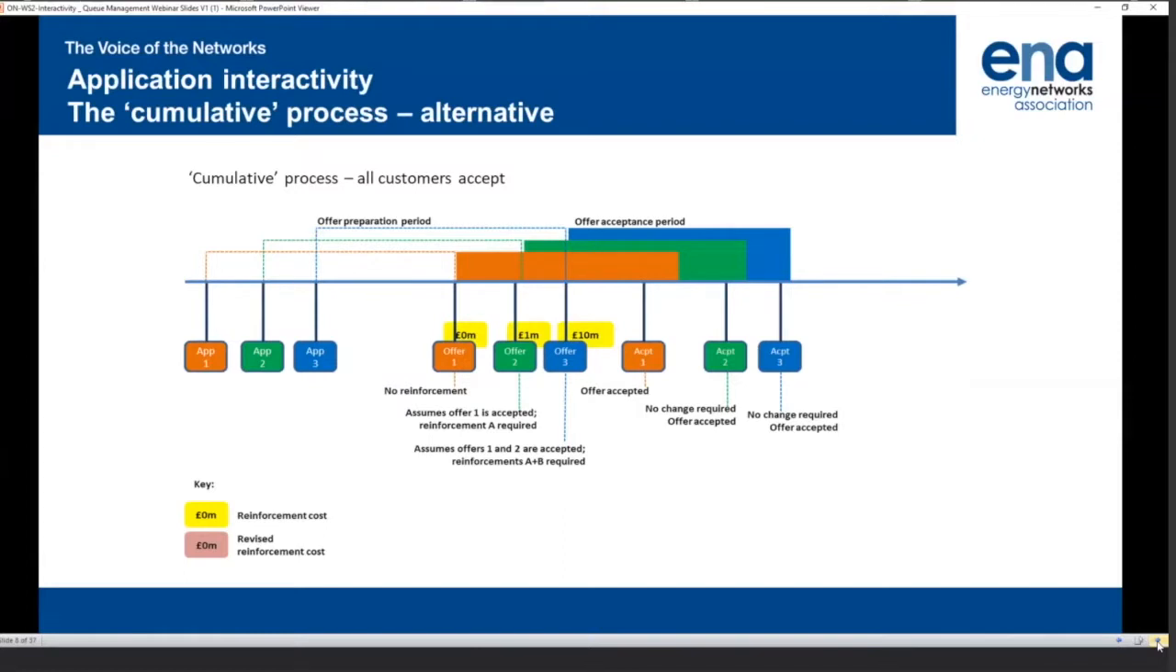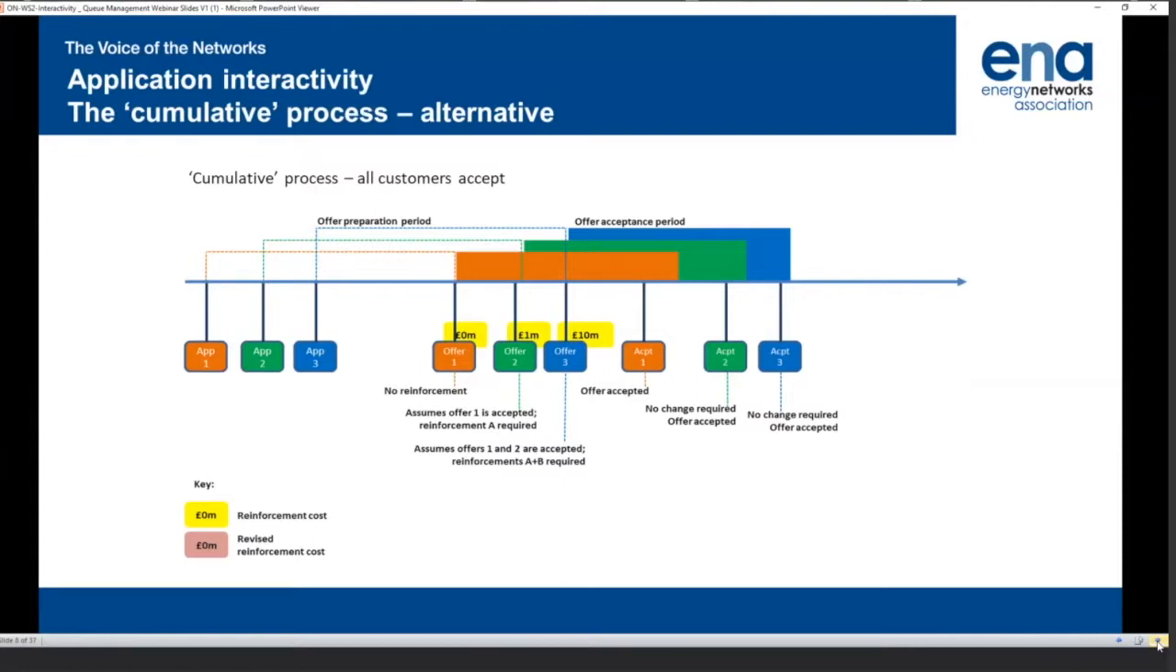You might have to go through 2 or 3 rounds of interactivity through the conditional process or a moratorium process before you get to the point of knowing, oh, I'm going to be charged £10 million. Whereas in this process, you get to know up front.